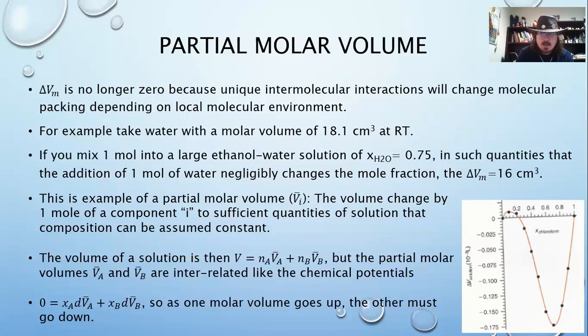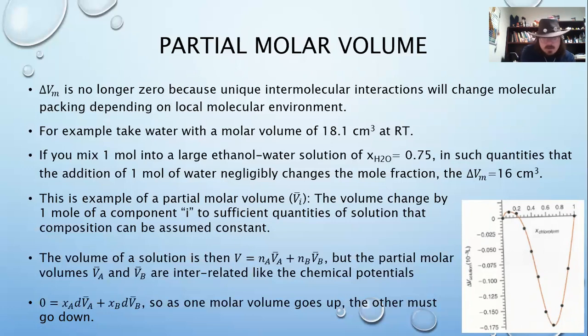If I add just a little bit of water, the change in molar volume is not 18, which is what you would expect for 1 mole of water, but 16. So it is not taking up nearly as much space as you would expect because of how the water-ethanol mixtures interact. This is an example of what's called partial molar volume: the volume change as the component i is added in sufficient quantities to the solution.